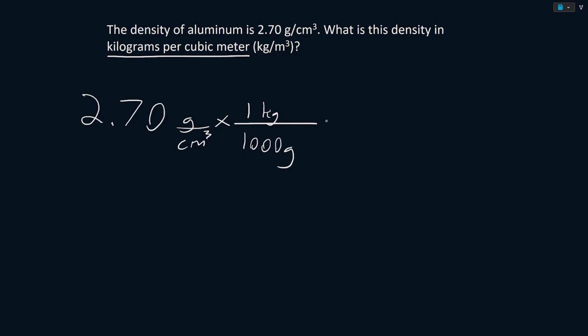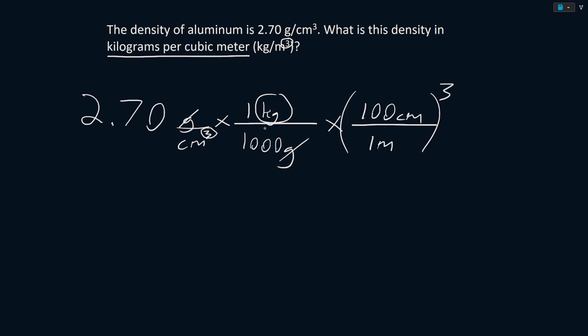grams. Then we can convert the centimeters cubed to meters cubed by multiplying by our conversion factor of 100 centimeters in a meter. Since the centimeters are cubed and our final answer is cubed, we also have to cube this conversion. Now we can see that the grams cancel and leave us with kilograms, and the centimeters cancel to leave us with meters. Solving this, we get that 2.7 grams per cubic centimeter is equivalent to 2,700 kilograms per meter cubed.